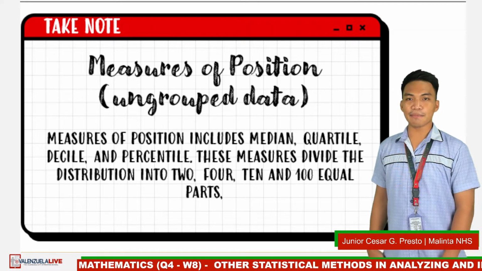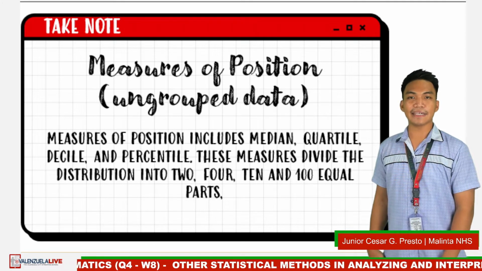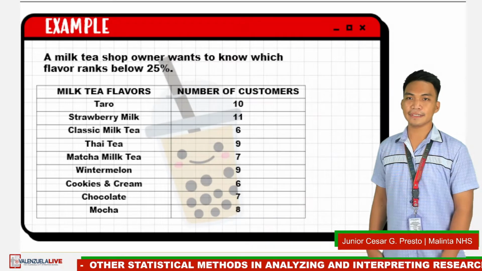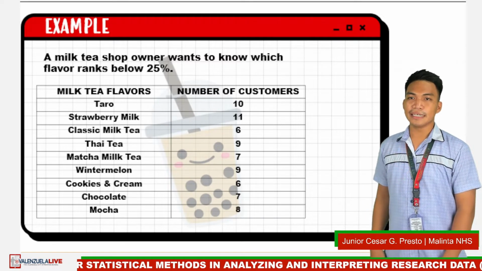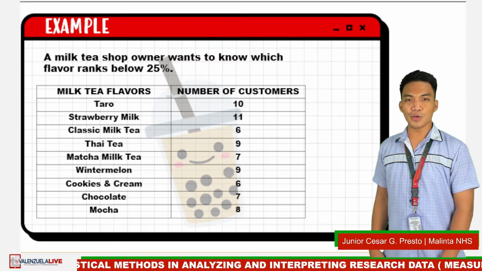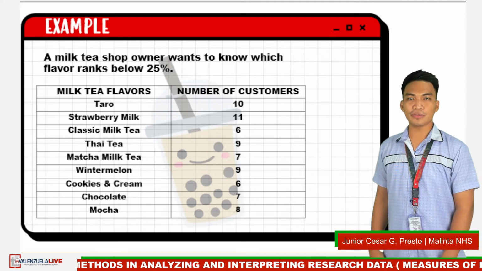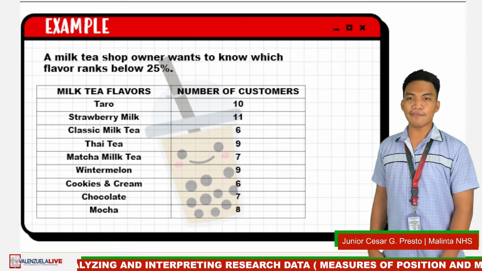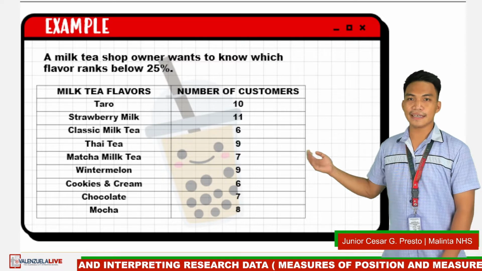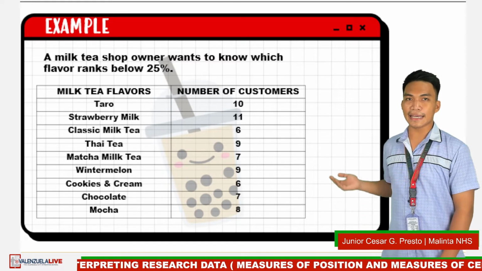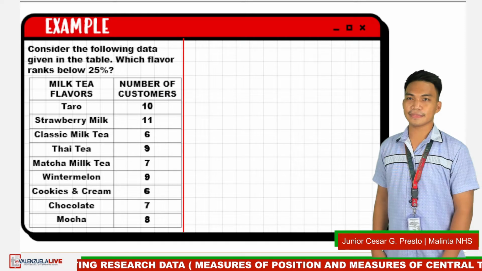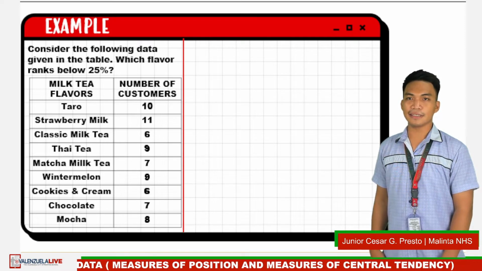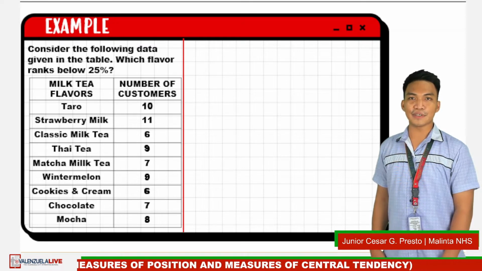Let us take an example from the previous activity and try to analyze and interpret the data. Let us consider this problem. A milk tea shop owner wants to know which flavor ranks below 25%. Considering the table, we have the milk tea flavors in the first column and the number of customers in the second column. Since this problem requires rank or position, we can absolutely apply the measures of position.